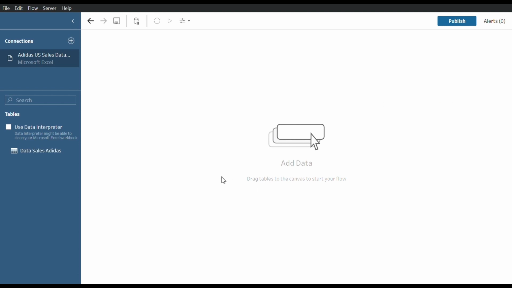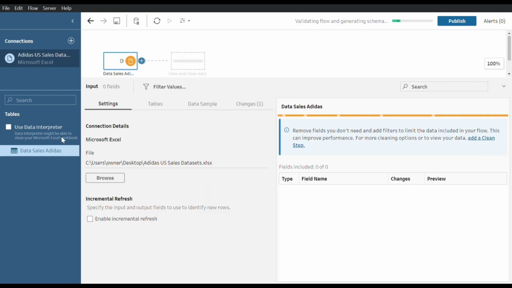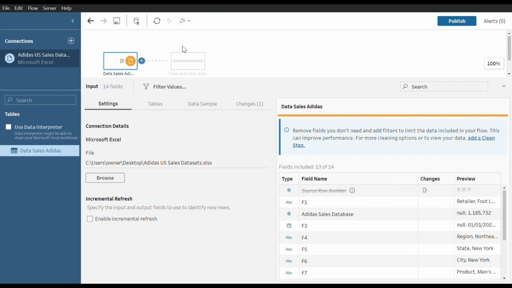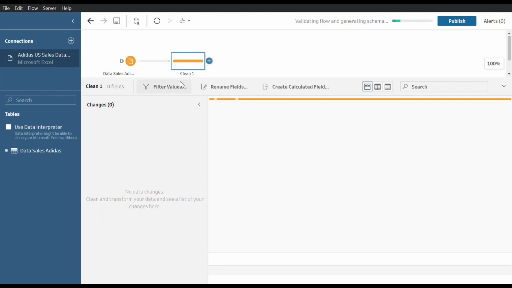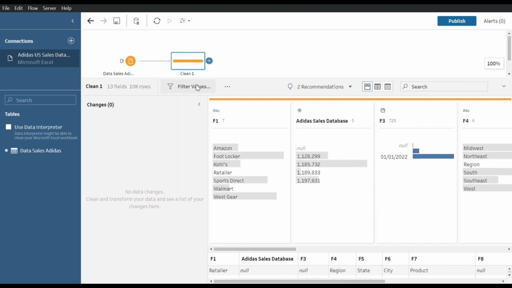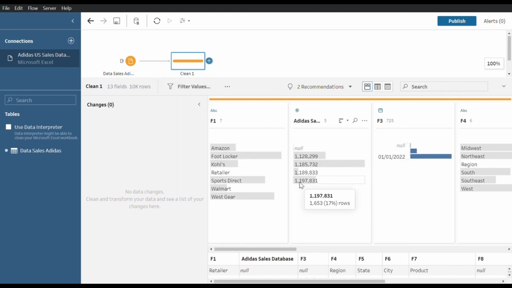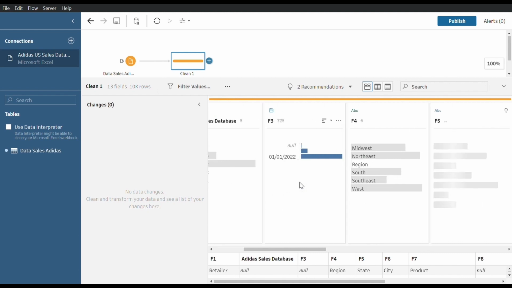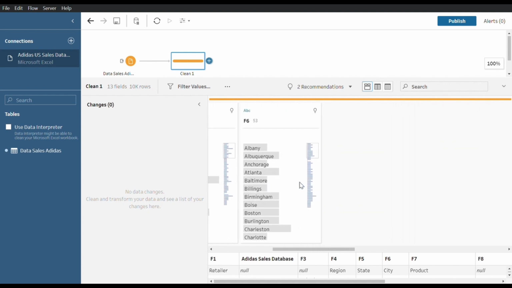So first off, we open our data, sales for Adidas. I think I have it right here. And the first thing we do is to add a clean step. What this does is that it gives us the list of the columns of our data set.